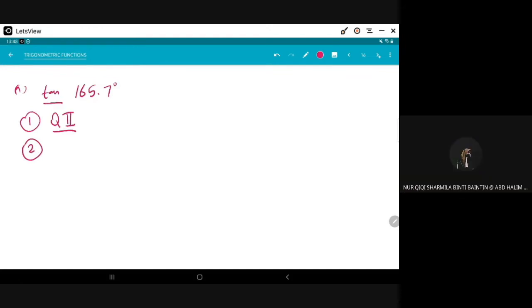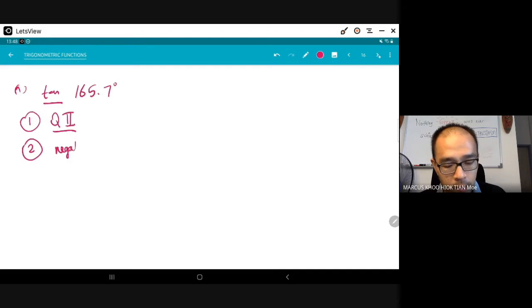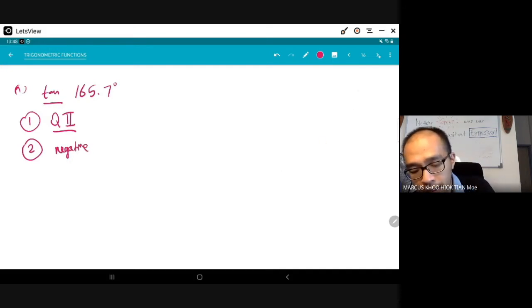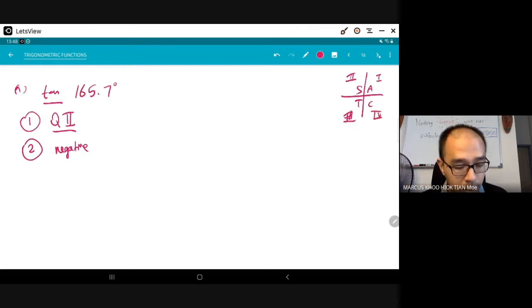Negative. Sorry, let's go back to this A, S, T, C. These are all positive values. So that means tangent is negative. What is the base angle? 14.3.